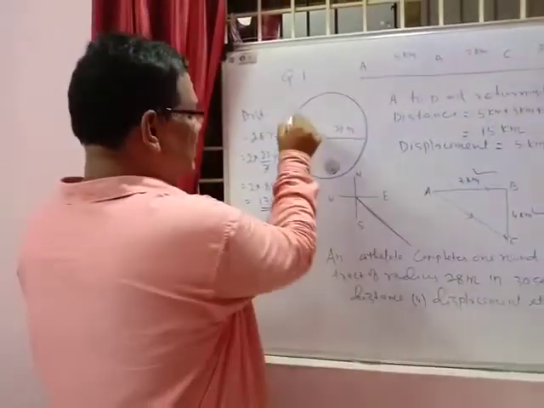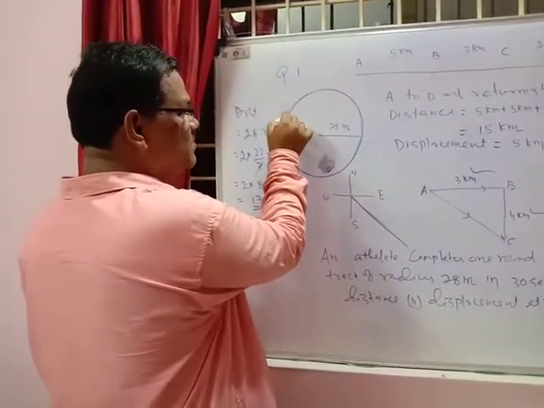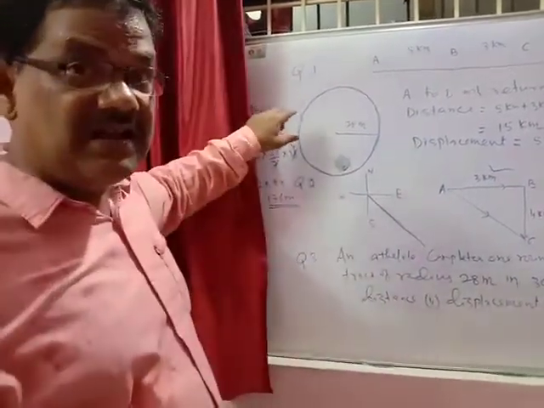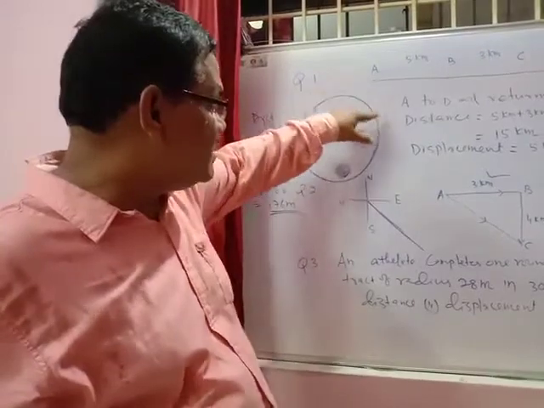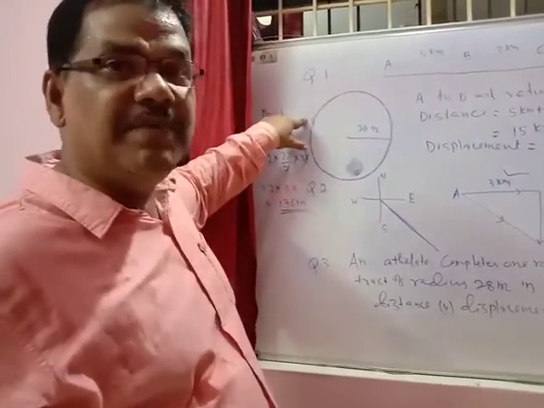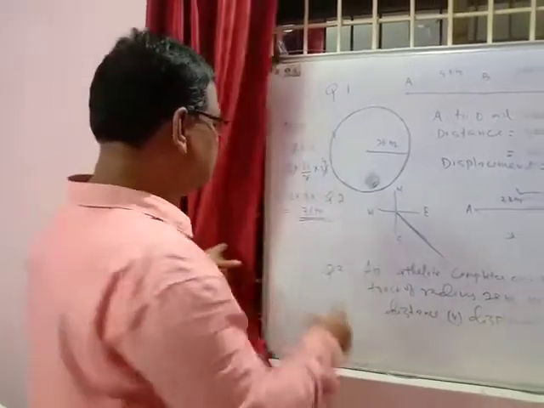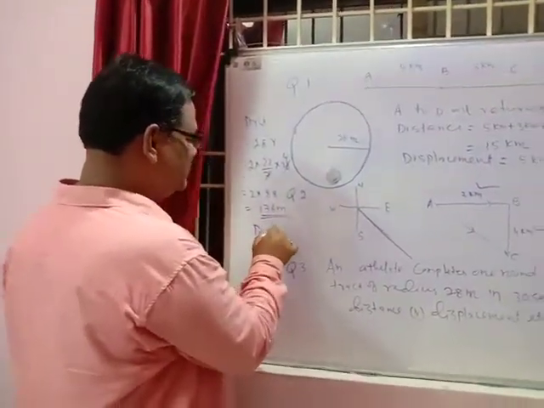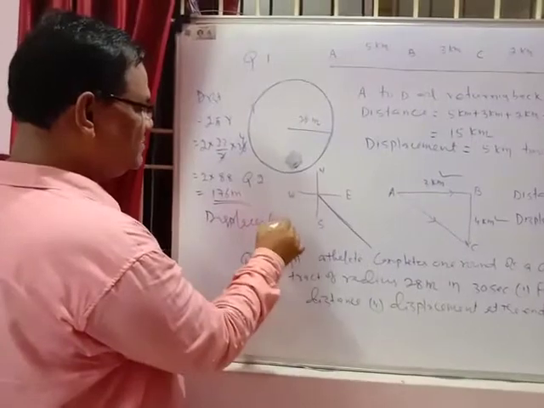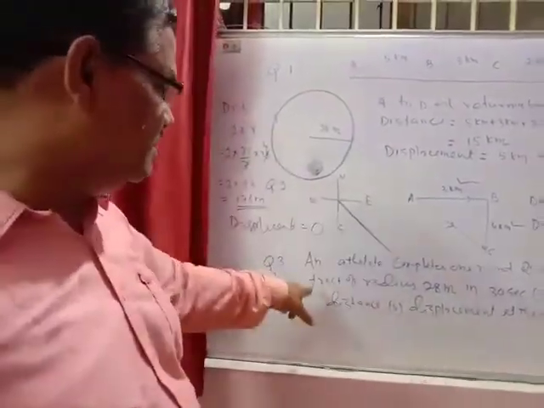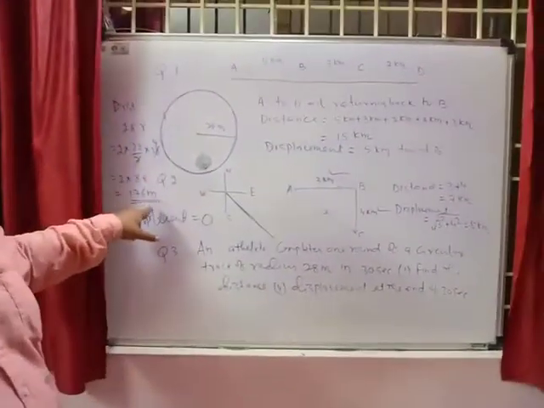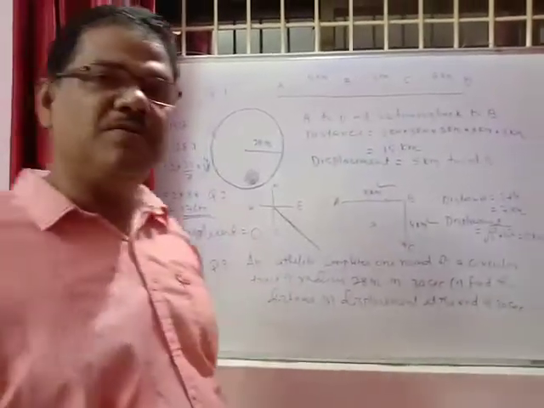because the athlete starts his journey here, and after completion it is reaching the same point. The initial and final point will be the same. So in this case displacement will be 0. So for question number 3, distance is equal to 176 meter and the displacement is equal to 0.